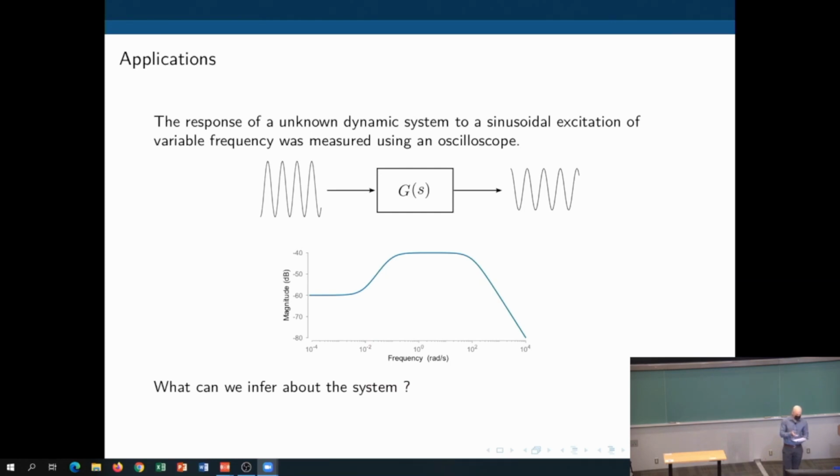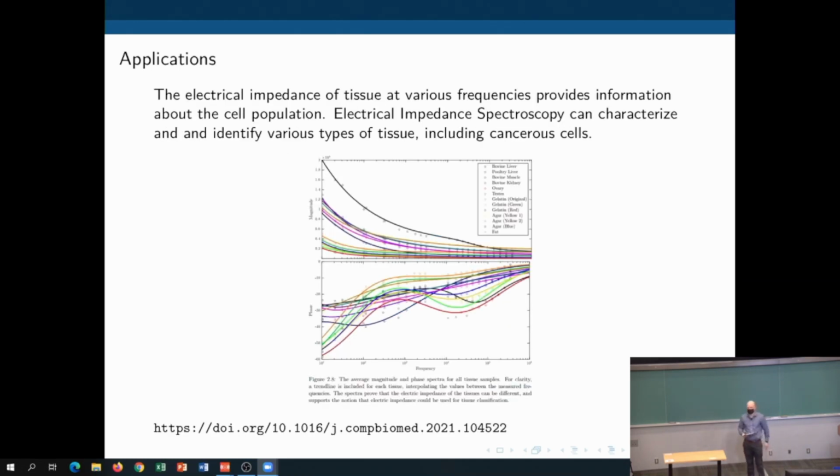The advantage here is all you need really is an oscilloscope or something to measure the output of the system, and through that we can infer G(s) without even having to know anything about the system.